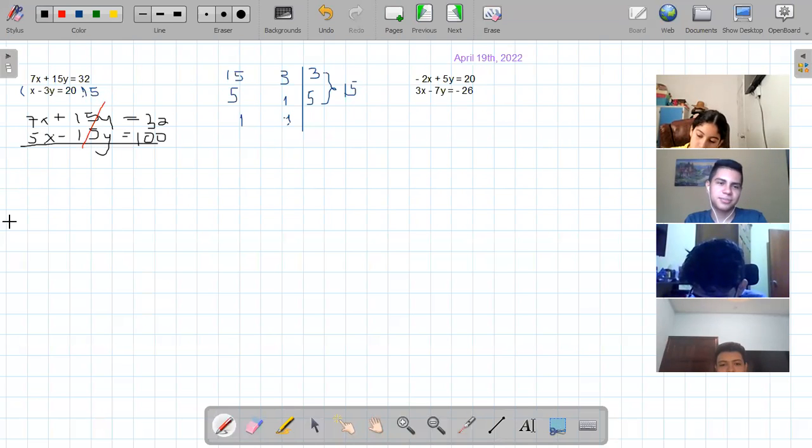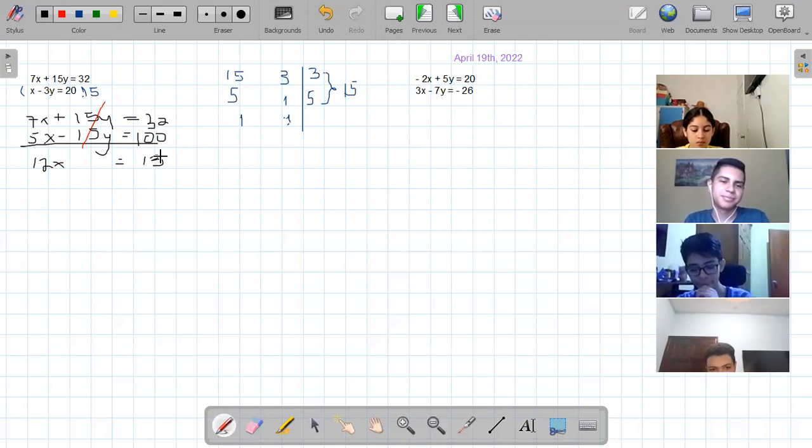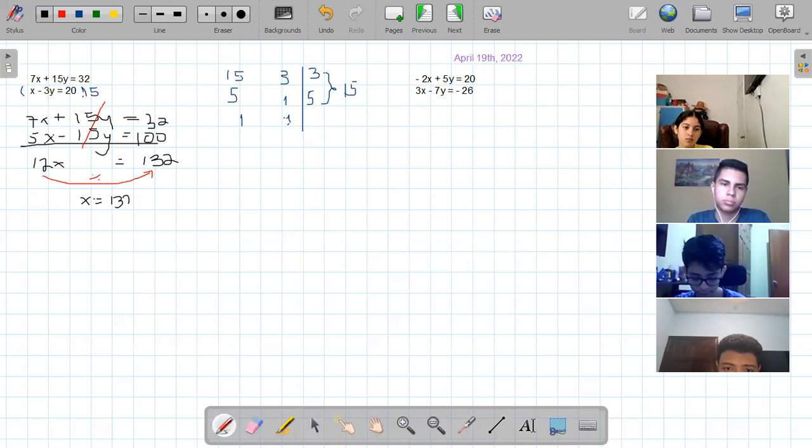Positive 12x equals 32 plus 100, which is 132. And I have a one-step equation. This 12 goes to the other side, dividing, because that's the inverse operation. So I have that x is equal to 132 over 12. How much is that? 11.